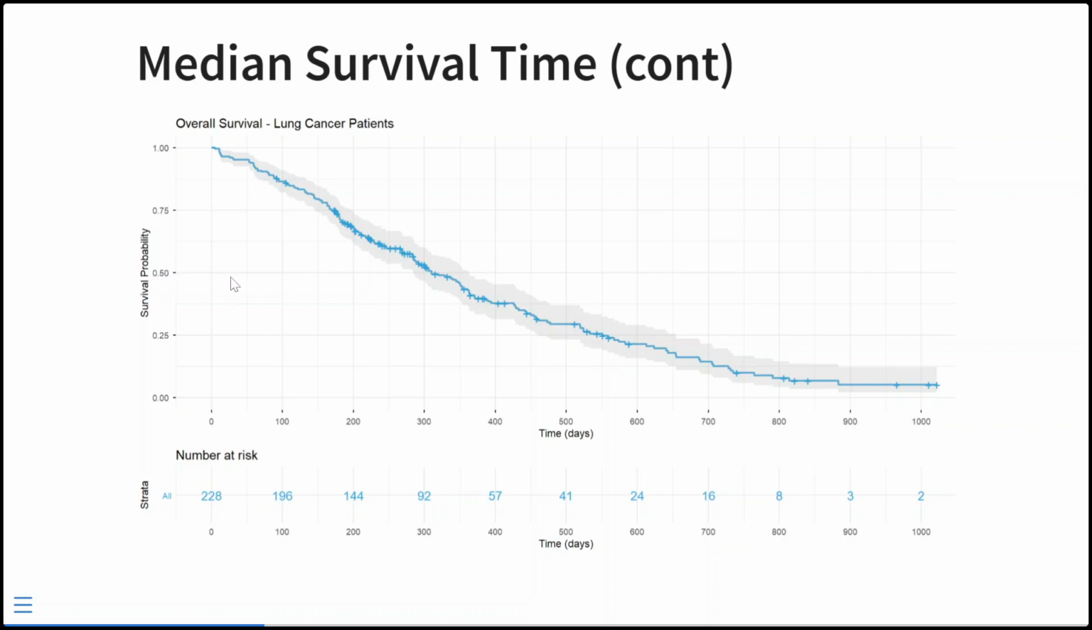Then if you look at it now, this is the median survival time, where our survival probability falls to 0.5, or 50%. You can see it's around this area, around 300. So our median survival time is 300.